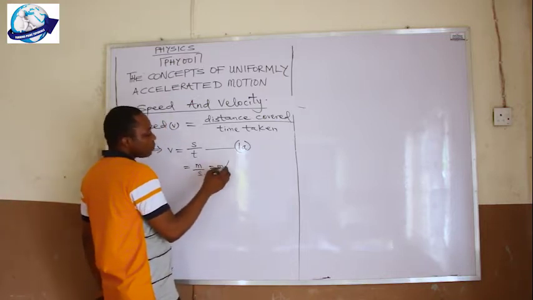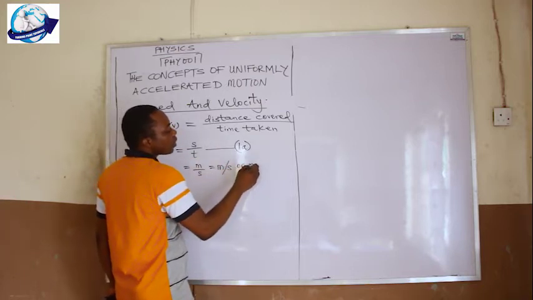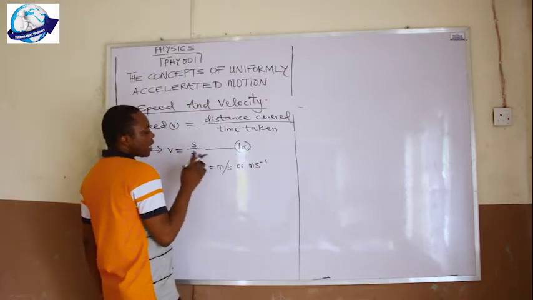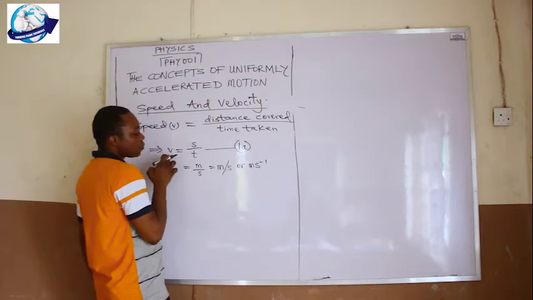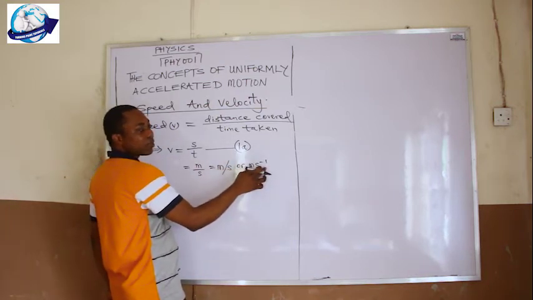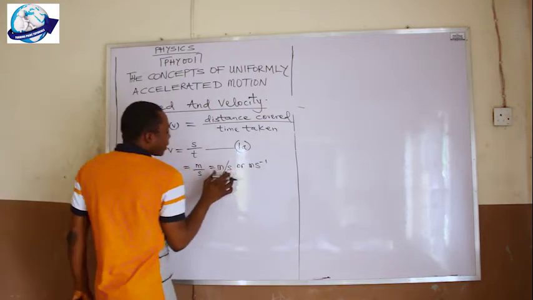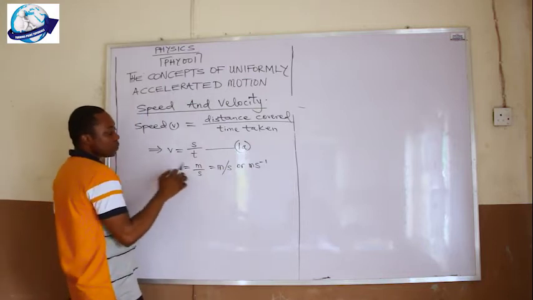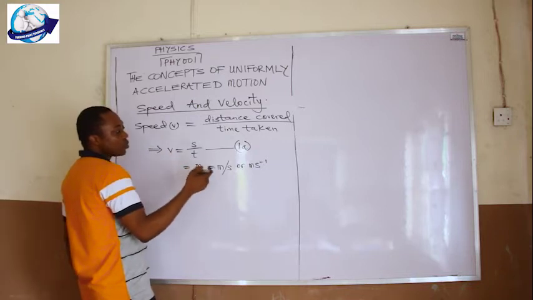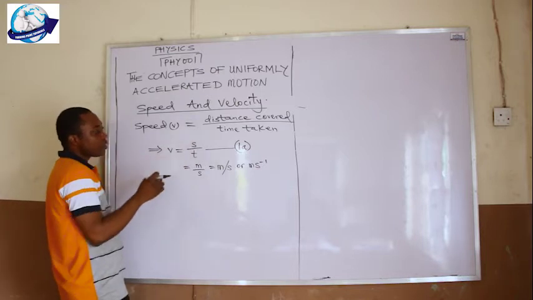You have it here as meter per second, or in the form of indices, meter per second, either like this or like this. So the SI unit for speed is meter per second, m/s, or ms^-1. Just have it in mind, the unit for speed is meter per second, and that same unit is also used as a unit for velocity, because both of them have the same formula.